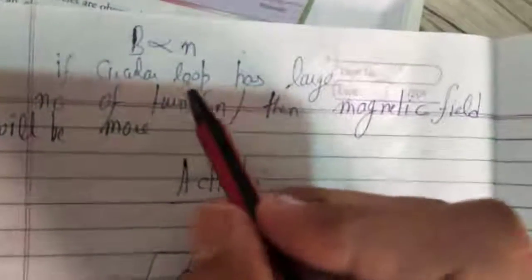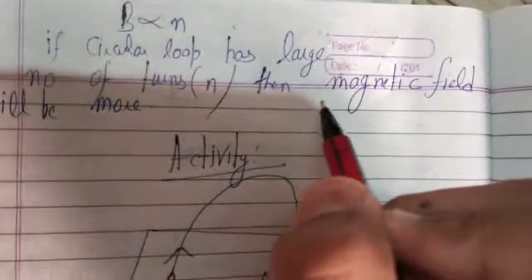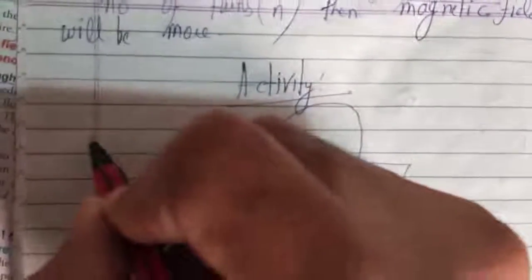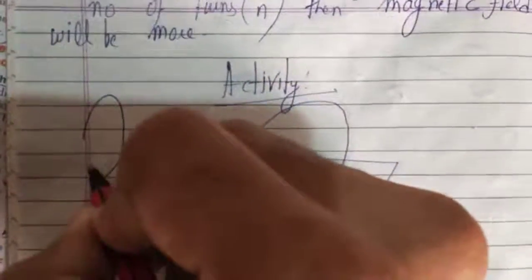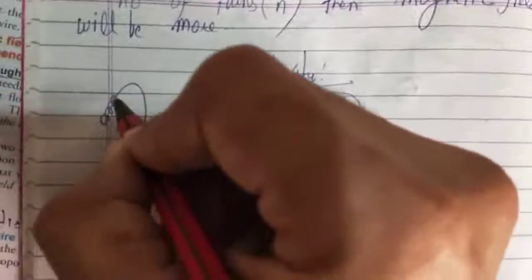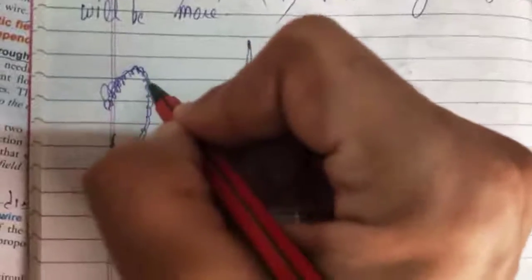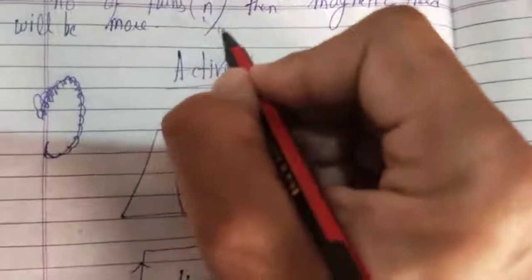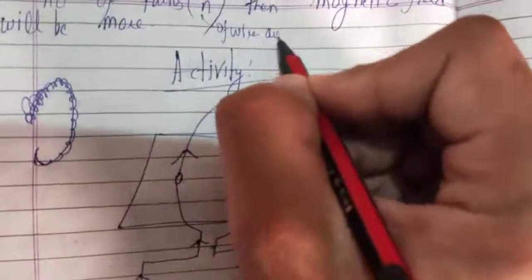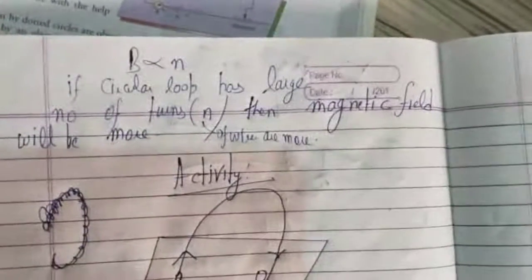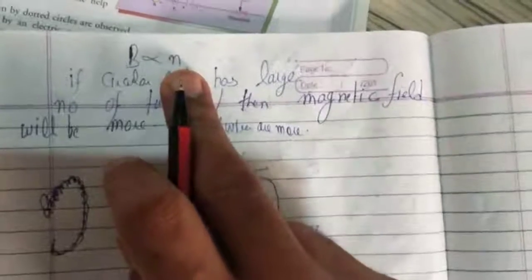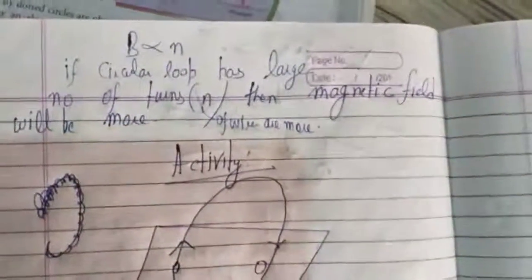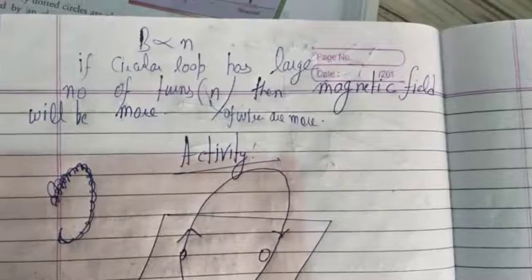And the third factor is that it depends on the number of turns of the wire. Suppose the circular loop has a single wire, and if we turn 2 wires around the circular loop, or 3 wires, that means the number of turns are increasing. If the number of turns of wire is more, the magnetic field around the loop will be more. So magnetic field depends on N, where N is the number of turns of the wire. If the number of turns of the wire is more, the magnetic field around the circular loop will be more.